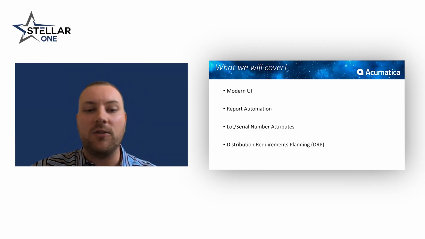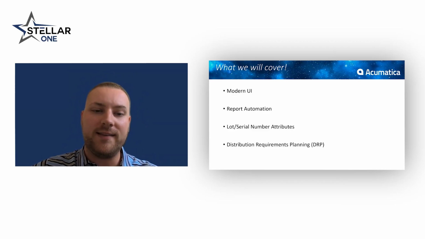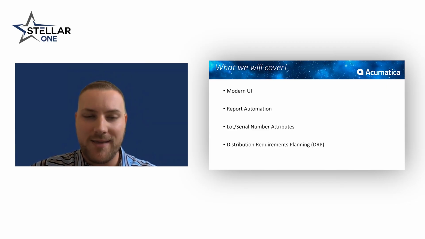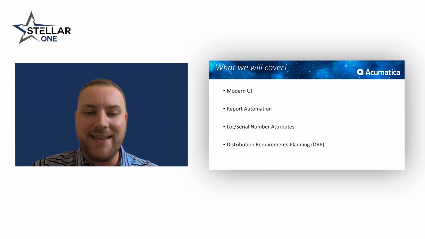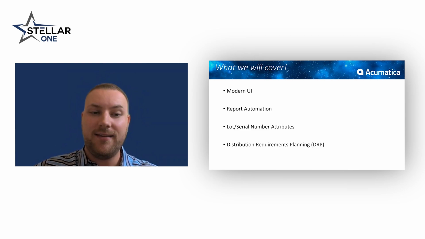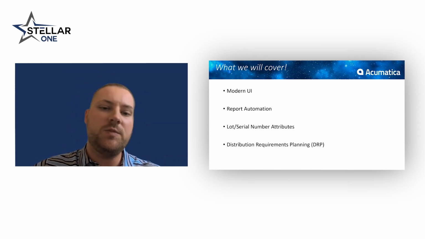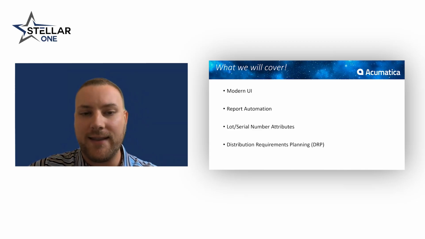Then we're going to get into lot serial number attributes. And this is another very highly requested capability from Acumatica users, specifically Acumatica users that deal with lot and serial numbers for some of their items, and being able to get data and track data at the lot serial number level. So super excited to show you what that looks like. I feel like Acumatica really hit it out of the park with that capability.